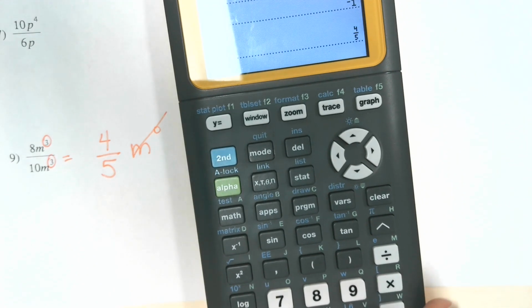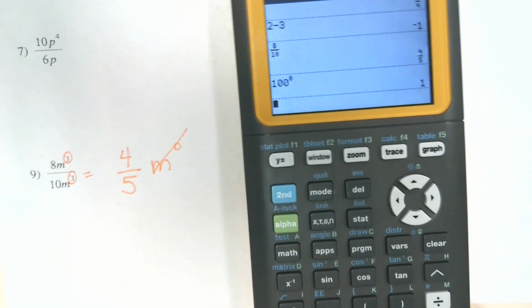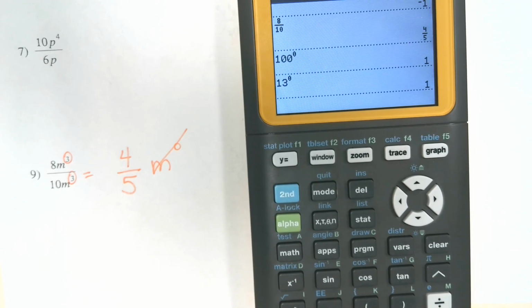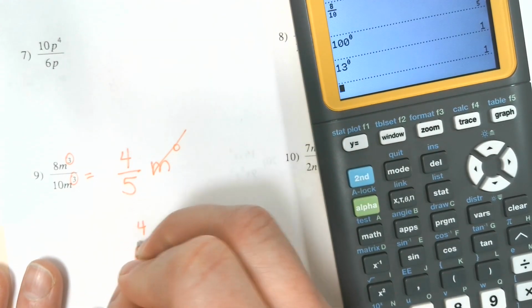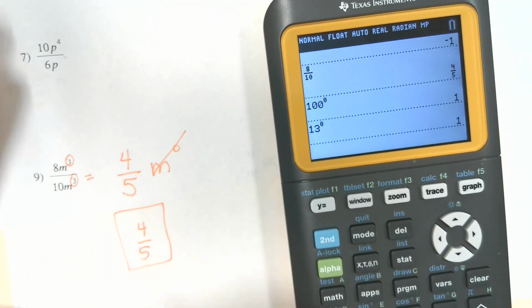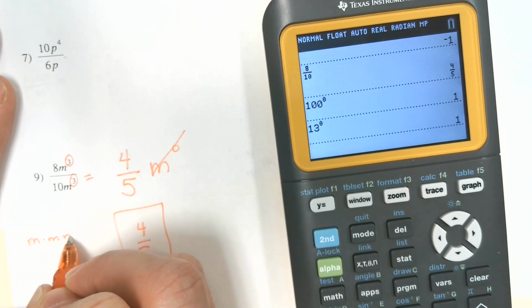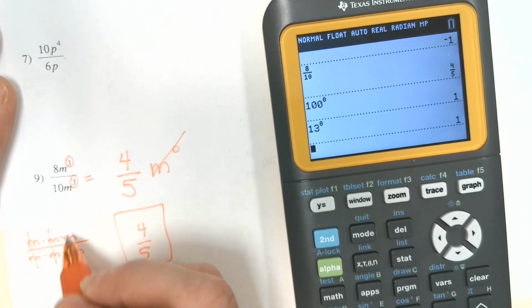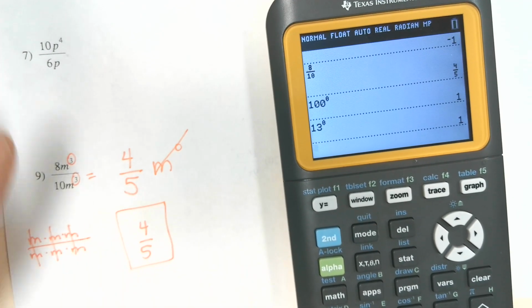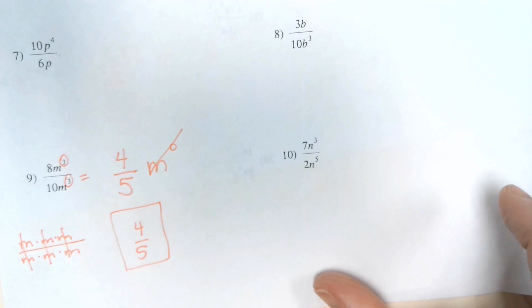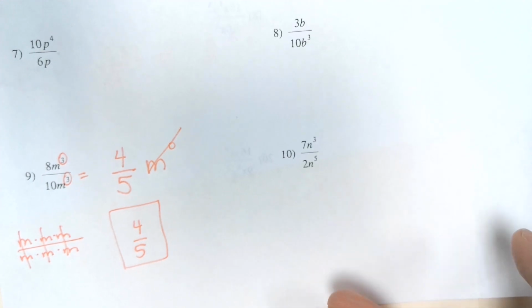Let me show you something in the calculator. 100 raised to the 0 equals 1. 13, my favorite number, raised to the 0 equals 1. Anything raised to the 0 is 1. So this equals 4 over 5. Because those end up canceling each other out. Because it'd be like this. See how they all cancel out? And so that leaves us with just 4 over 5. All right, go ahead and do 10.